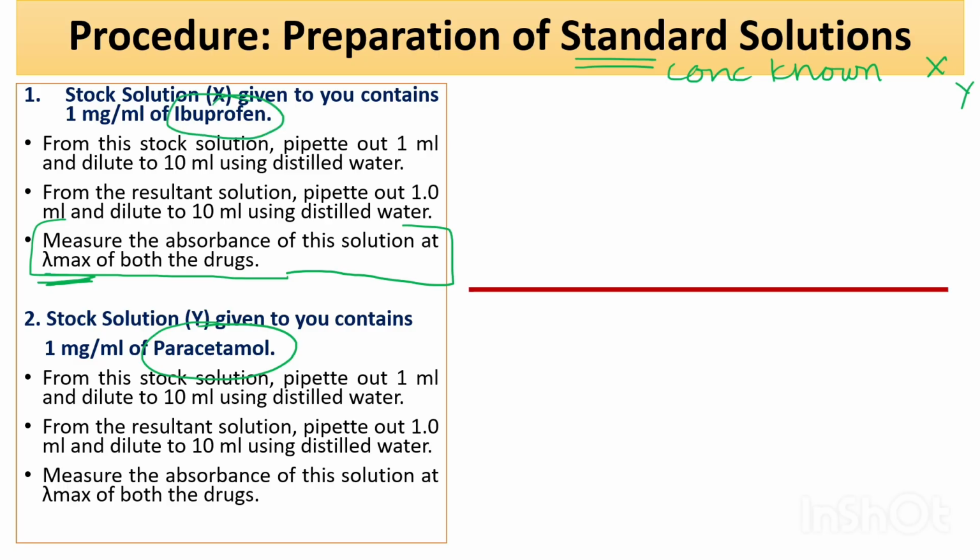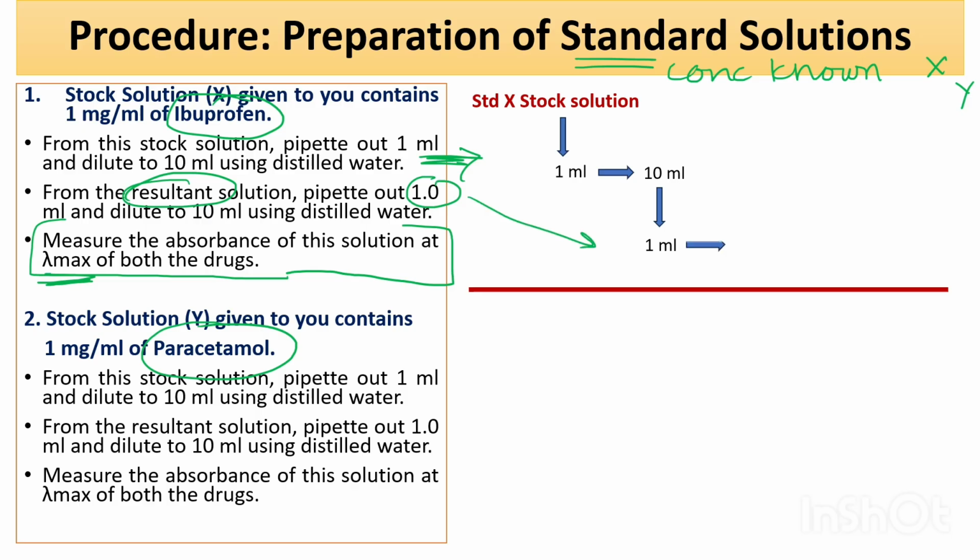Whatever procedure I have written here, I have given as a flow chart. See, this is the standard X solution. From standard X, look at what is written here: 1 ml we are withdrawing and making up the volume to 10 ml. Now from this resultant 10 ml solution, I am withdrawing 1 ml, and then we are making up the volume to 10 ml.